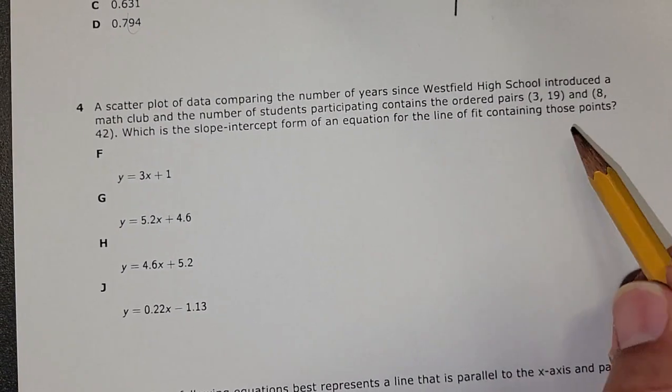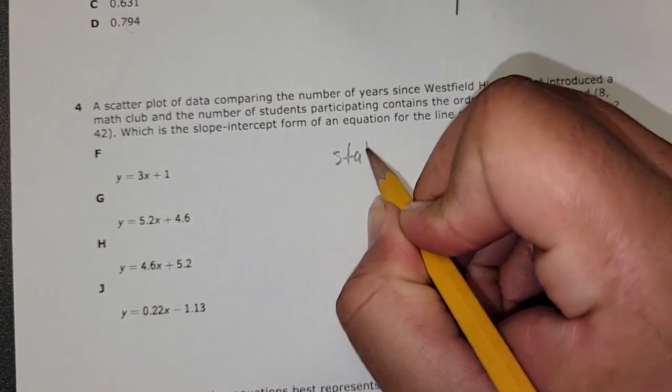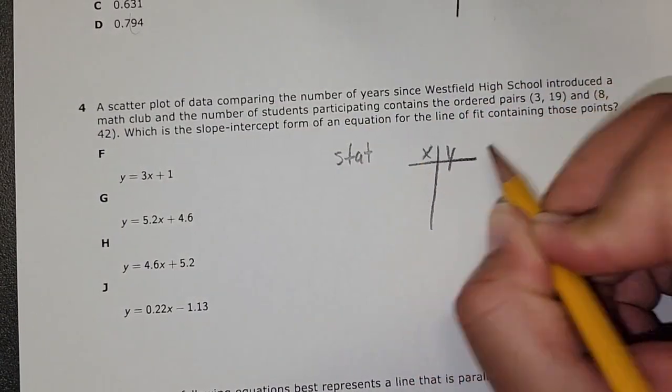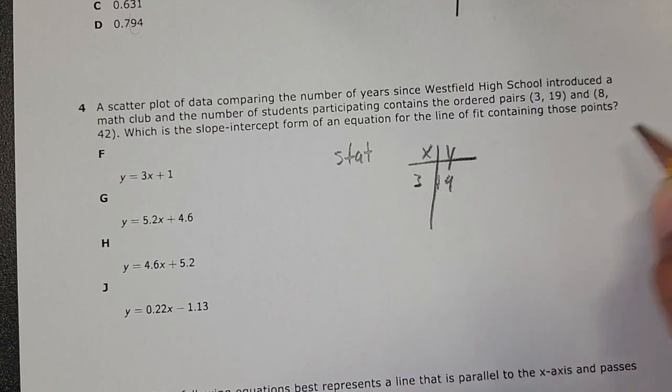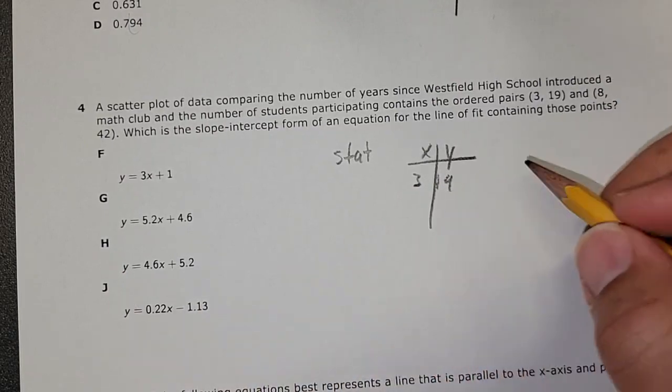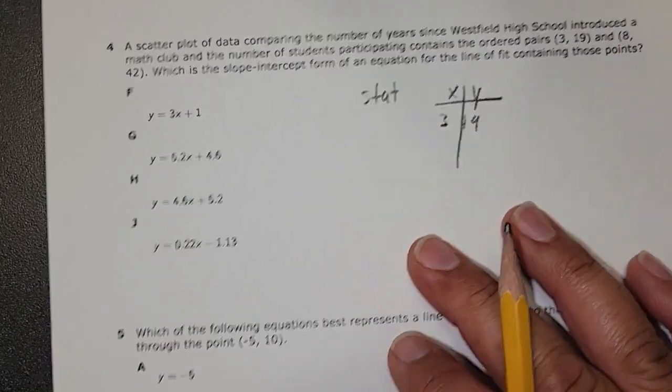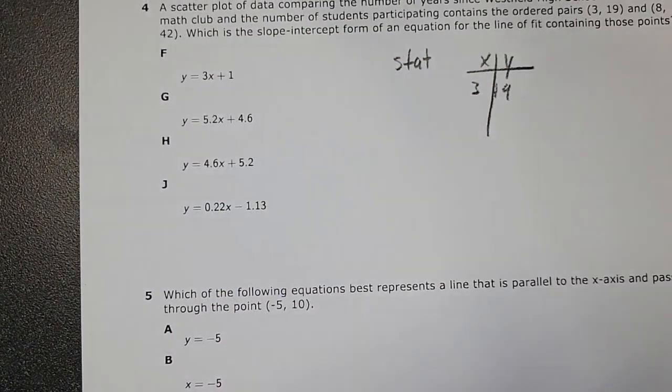All right, on this one, again, you're using stat. Go ahead and make your table. You have your 3, 19, and then you have your other point, 8, 42. Go ahead and put them in there and use stat. You should be able to find your answer just fine.